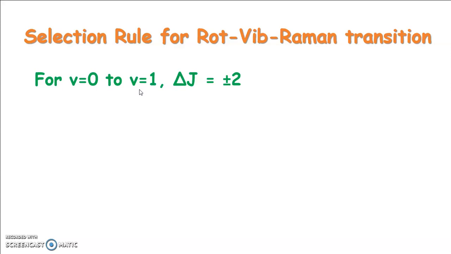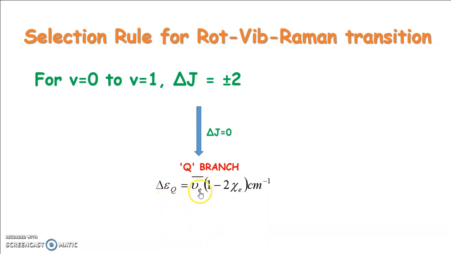Here, there are three cases. The first one is that there is only a vibrational transition, that is, there is no change in rotational energy level, only the vibrational levels are changing, so that delta J is 0, and we get something known as the Q branch. The wave number for this is nu bar E into (1 minus 2 chi E), which is the fundamental absorption frequency.